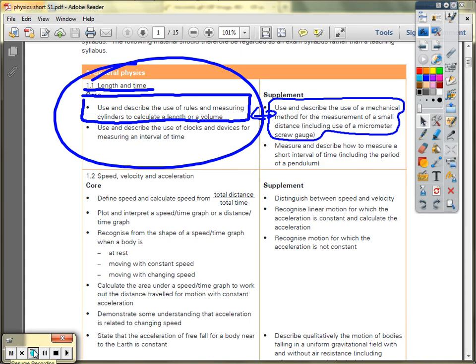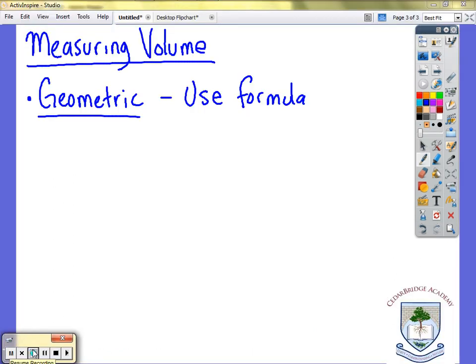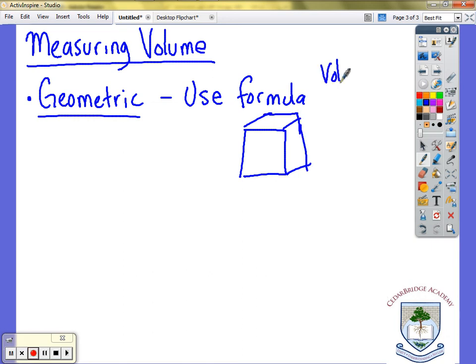Back to the syllabus. Use and describe the use of rules and measuring cylinders. Okay, so now we're on to measuring cylinders to calculate, well, that's going to be volume. So, for measuring volume, you have a geometric way where you would simply use a formula. So if you had, let's say, a cube, you can work out the volume of your cube with your formula. Volume equals length times width times height. I'm cheating, I shouldn't use letters. And you get something cubed, right?